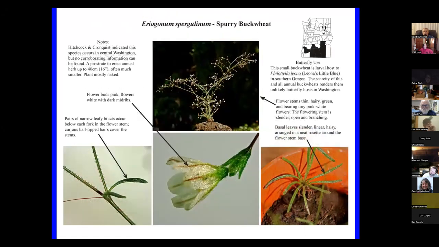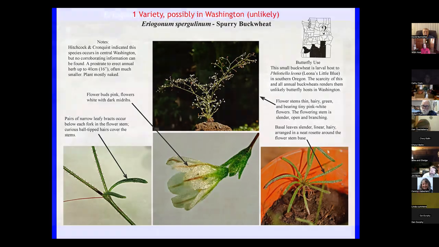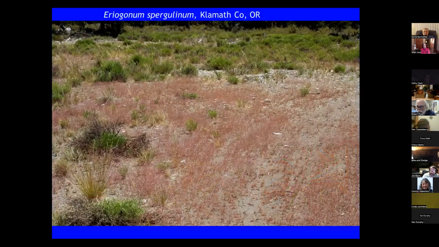This is Spurgelinum, and this has actually been reported from Washington, but I think that was probably an error. It hasn't been replicated since. This is an important plant for blues down in Oregon. This is a plant that David James has been monitoring quite a bit, together with the blue that uses it.